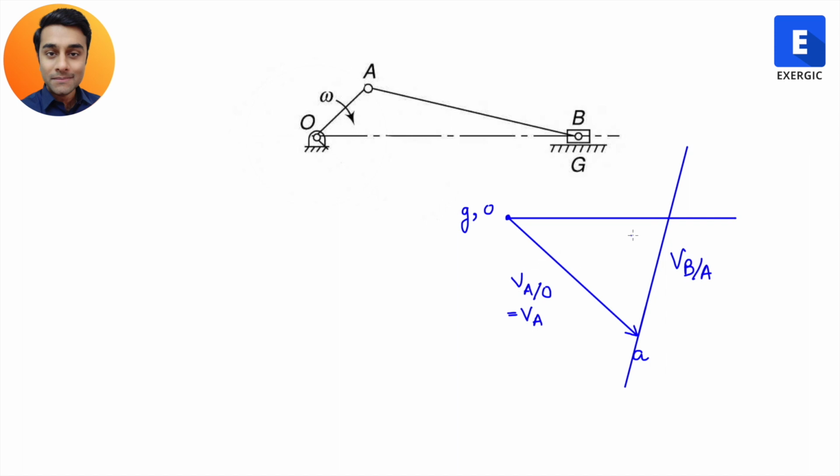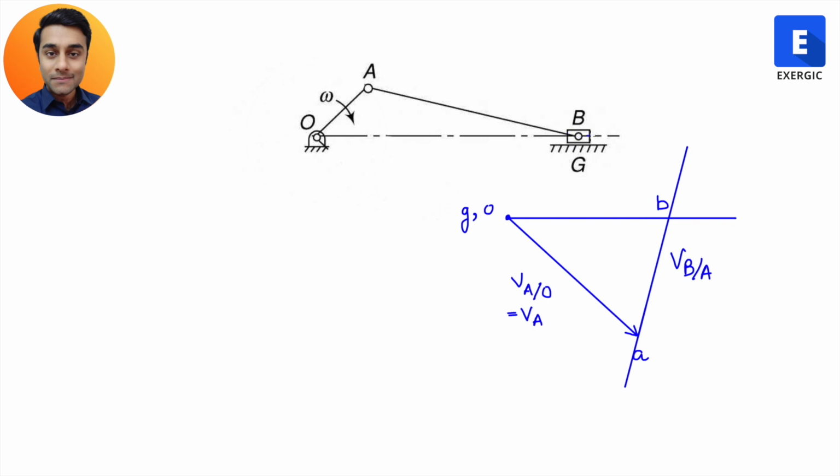Now you can clearly see that they are intersecting here, right? Now just pause the video and think, what should be this point? What should I name this point? Don't you think this point should be B? Why? How? Because B is a point which is on the slider as well as on the link AB, right? It is the common point between them.